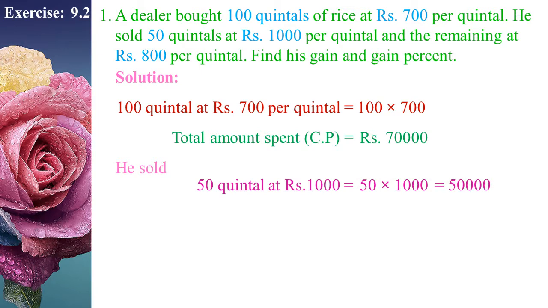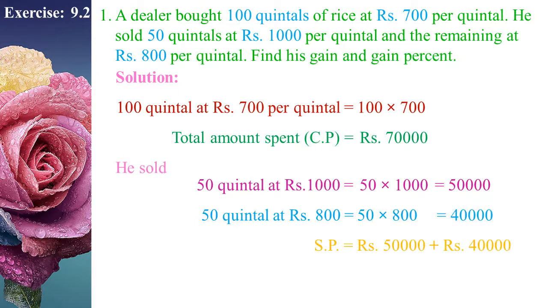Then, he sold the remaining at rupees 800 per quintal. The remaining quintals are 50. So, 50 quintals at rupees 800. Per quintal rupees 800, and he sold 50 quintals. So, 50 into 800 equals 40,000. So, the total selling price is rupees 50,000 plus rupees 40,000. So, the total selling price is rupees 90,000.